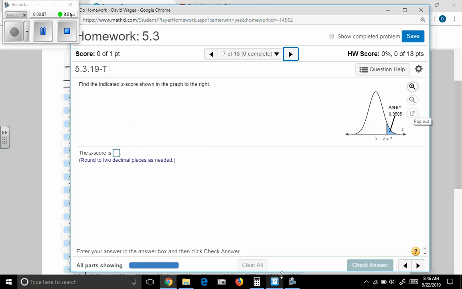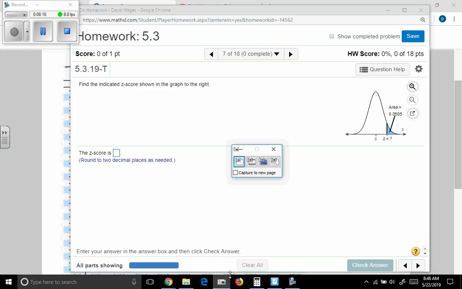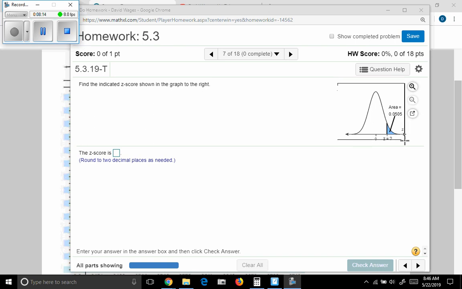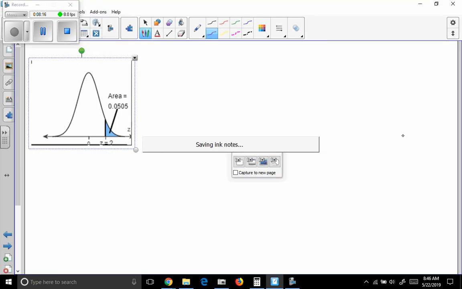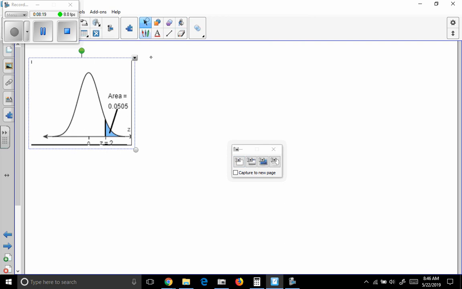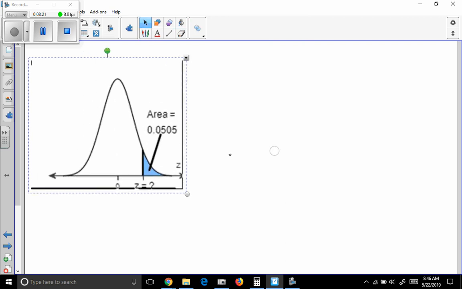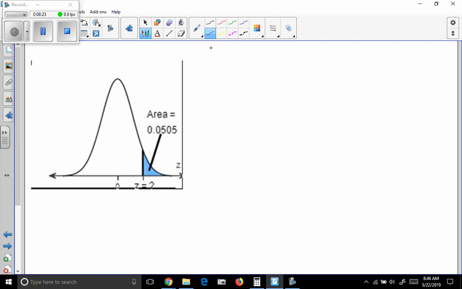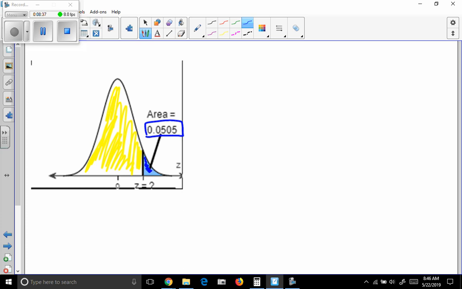Now let's do this one. Let's find out what z value corresponds to this area. Our table deals with areas that are to the left of our z. When we look up a z in our table, this is the area that it tells us. Well, that's not the area that we're given. We're given the area on the other side of our z value.